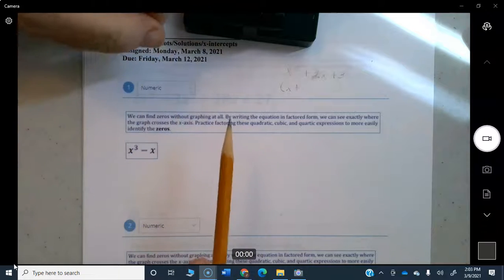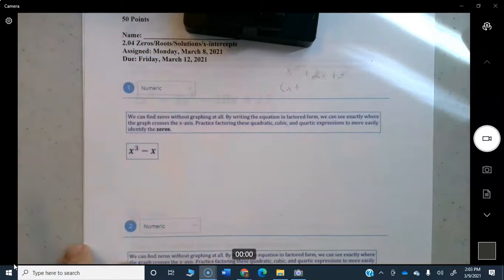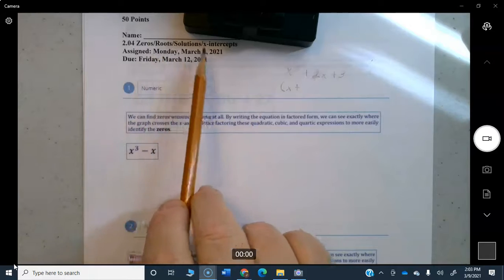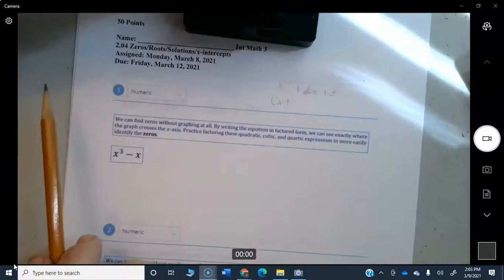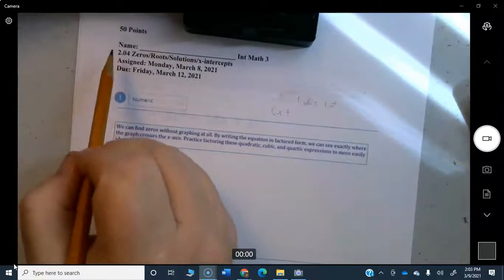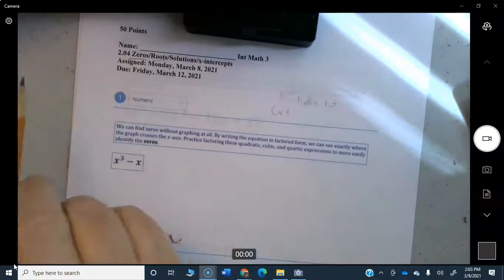Okay, this is Integrated Math 3. It's lesson 2.04. And the lesson is on zeros, roots, solutions, x-intercepts. And all those terms mean the same thing. So let's talk about what it means by a zero. Generally in this class we call them zeros or roots.